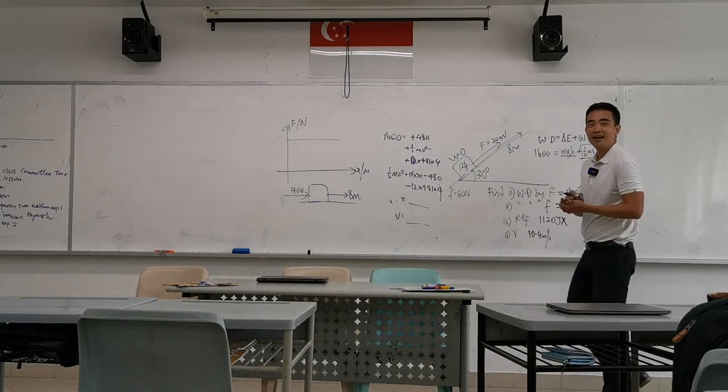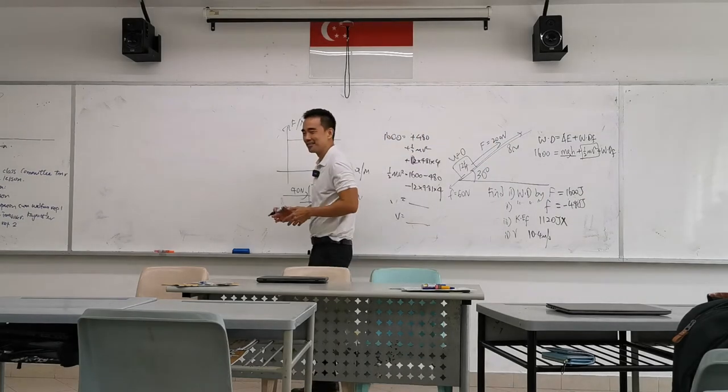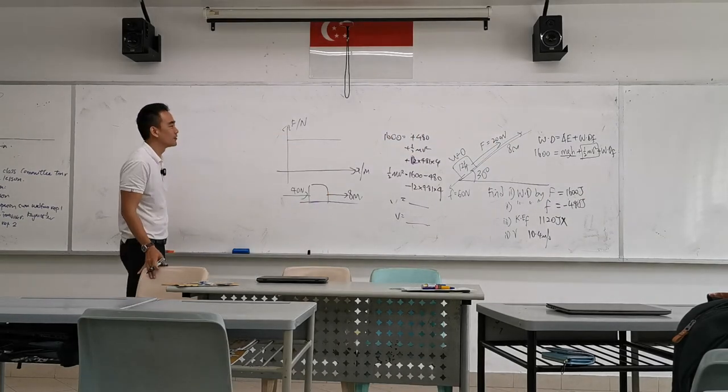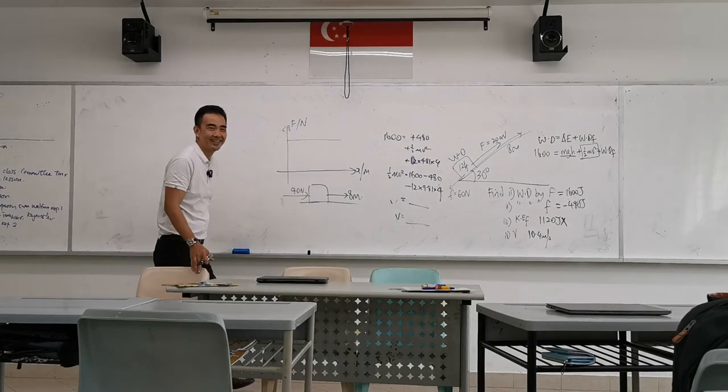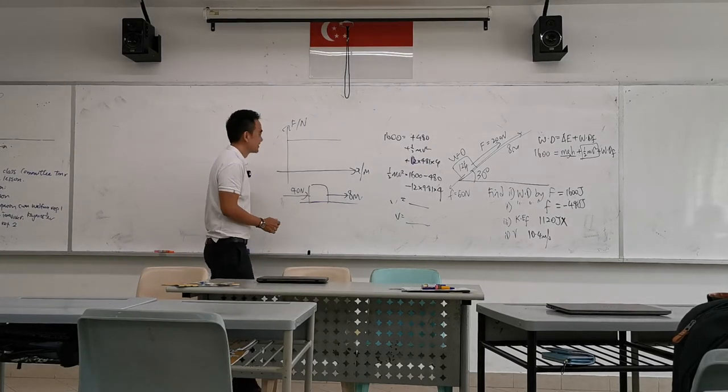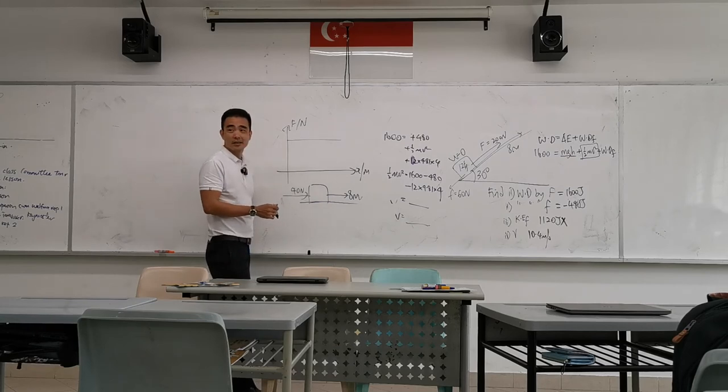I said 8 sine 30 already. That's why I kept saying 4, not 8 for H. I just forgot to press it. Okay, people, are we ready to move on?